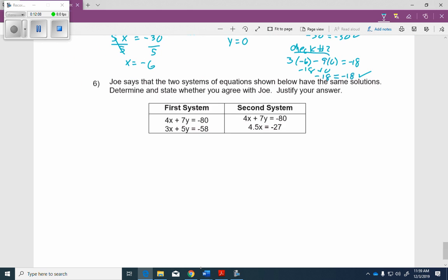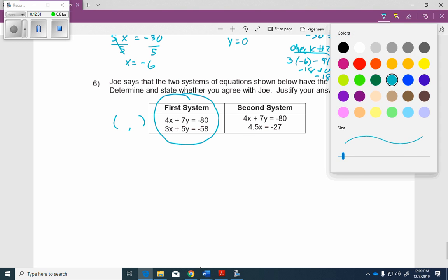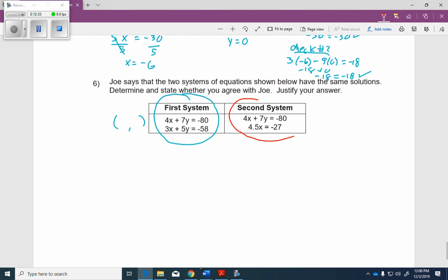I'm not going to do number 6 with you, but we'll talk about some strategies. There are plenty of ways that you could do this. So really, Joe is saying that the 2 systems have the same solution. So here's our first system. He's saying that the x and y value that goes with this first system is the same as the x and y value that go with the second system. So you have to determine and state whether you agree with Joe or not.